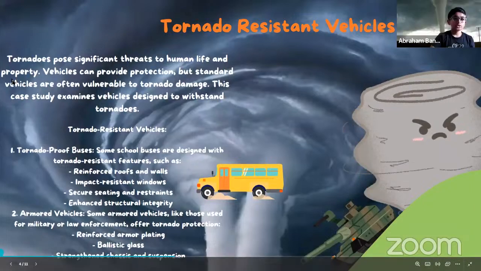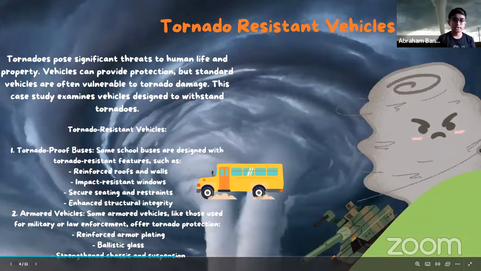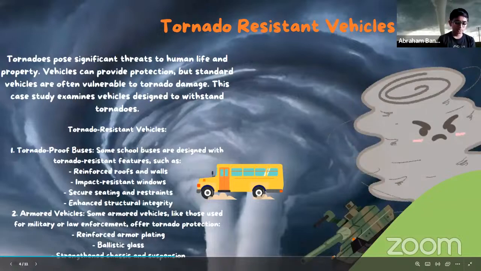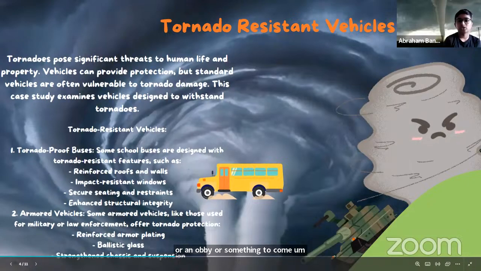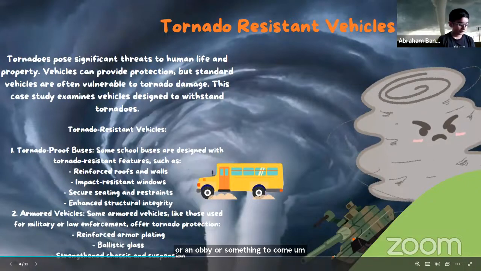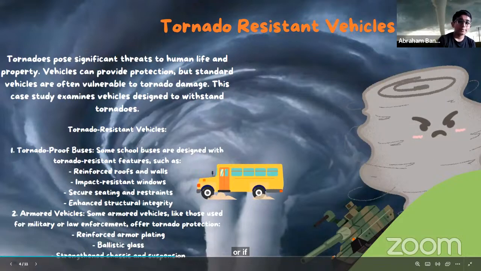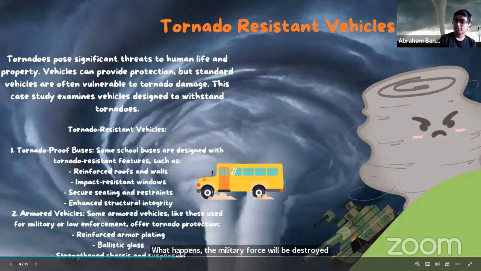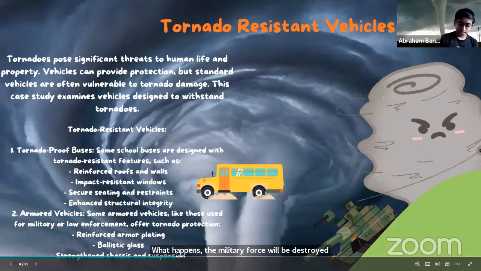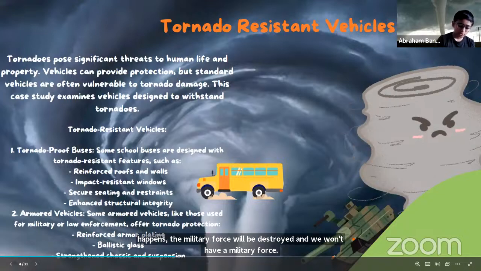Now we're going to learn about tornado resistant vehicles. In case a tornado hits and we need an army or a rescue team to come for the rescue, we need them to be tornado resistant. Or if a tornado wipes out the military force, what happens? The military force will be destroyed and we won't have a military force, and then we'll be prone to invasion.